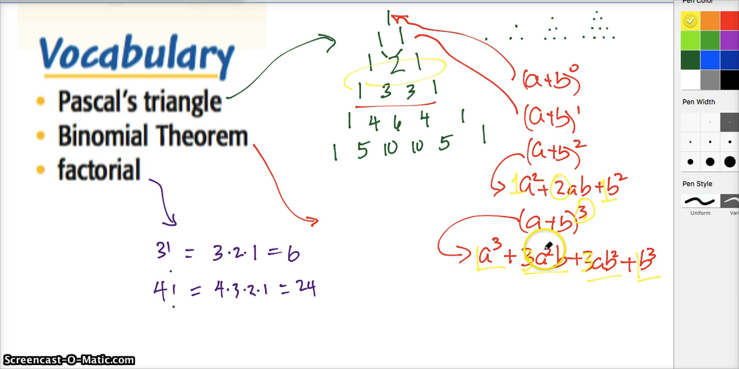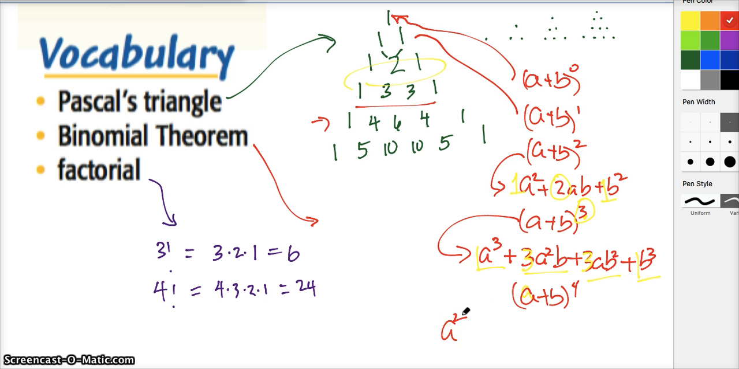Okay, so you remember that a degree is the sum of all the exponents of a term. So this is a third degree term because 2 plus 1 is 3, 1 plus 2 is 3. You guys with me? So let's see if we can expand this again. Now I'm going to try, I prefer red here, a plus b to the fourth power. We're on this row of Pascal's triangle.